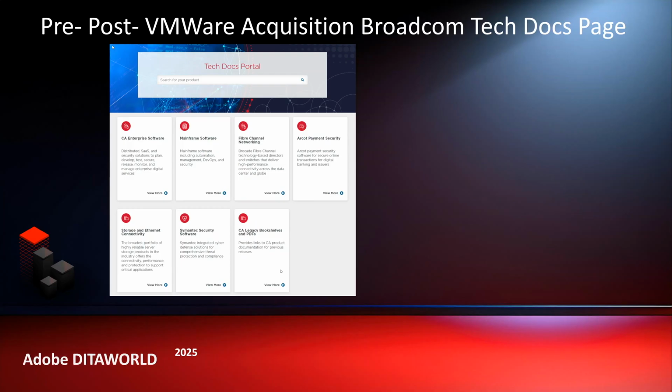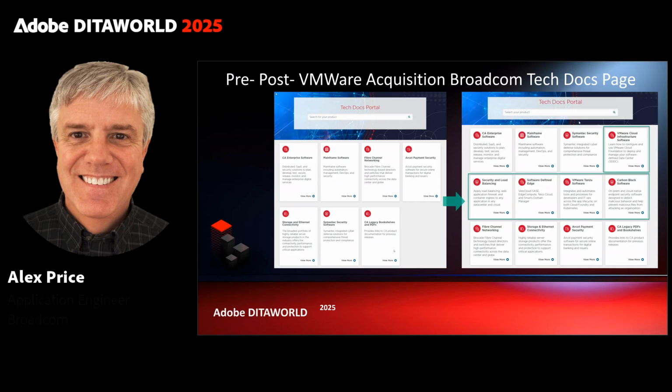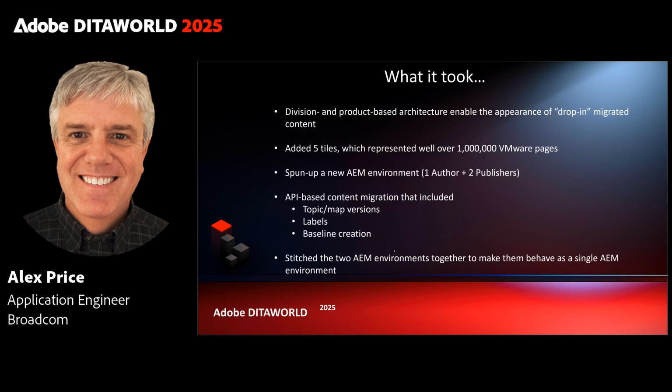So you can see here on our slide deck, this was our Broadcom TechCom site before the VMware migration. And whenever we migrated into VMware content, or we pulled the VMware content in, we added 5 tiles and we were done. And it took about maybe 30 seconds or so. In reality, there was a lot of work that went into that, right? First of all, our division and product-based architecture allowed this drop-in, or looks like a drop-in approach across our architecture. But behind that was about 1 million pages of content, I think.